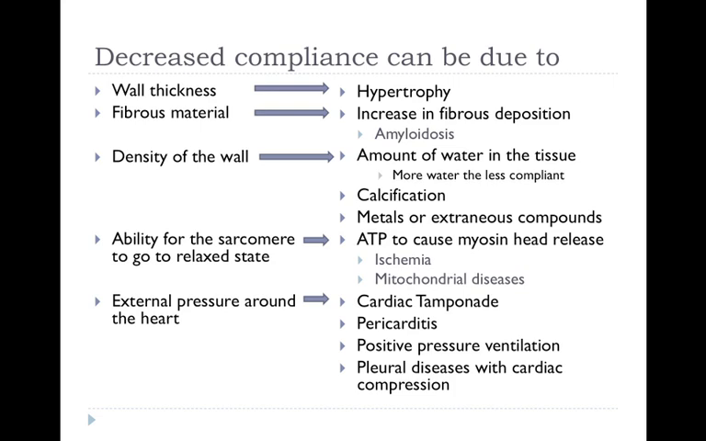As for fibrous deposition, fibrous material can actually be deposited in high concentrations in the ventricle, and it begins to alter the ability for the ventricle to relax simply because of the fibrous deposition, such as amyloidosis or some kind of proteins that are being deposited in high levels, such as in scleroderma, which as a consequence causes decreasing compliance to the left ventricle. You can also change the density of the wall.